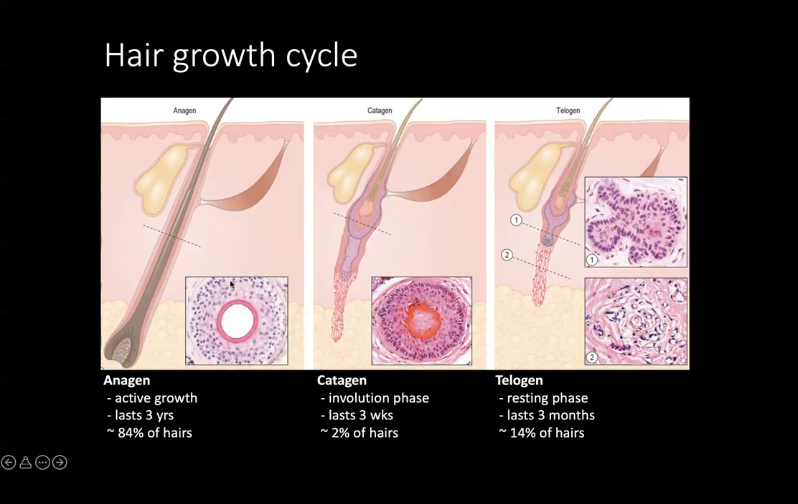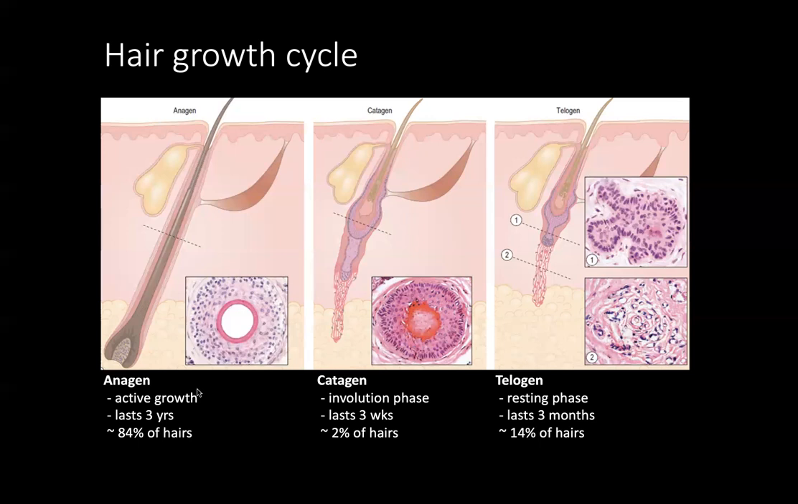the outer root sheath. The outer root sheath is the thicker part. You can transition into the inner root sheath, which includes Henle's layer, a thin outer part of the inner root sheath. And then you have Huxley's layer, which is a little bit thicker part of the inner root sheath. But this is an anagen hair follicle, and it can last 2 to 6 years, on average 3 years per anagen hair follicle. 84% of your hairs, or essentially 8 out of every 10 hairs, are in your anagen hair cycle.